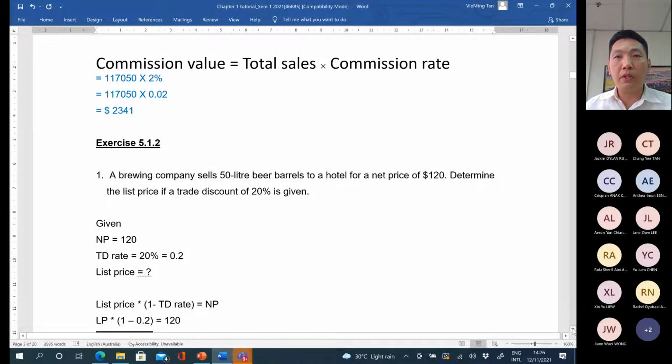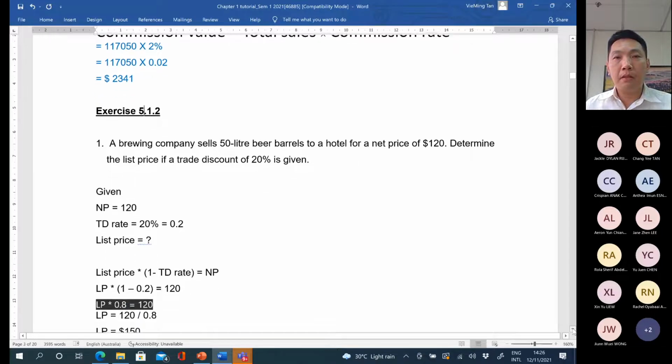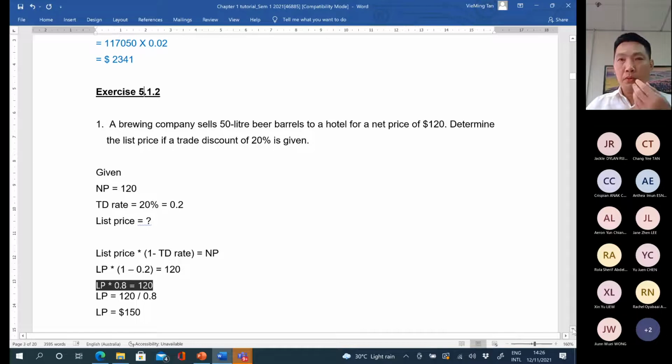Or do you still have questions from 5.11? For this chapter, you need to do a lot of exercises so that you are familiar with different formats of questions. The question can be in different forms, but we apply the same formula in fact.